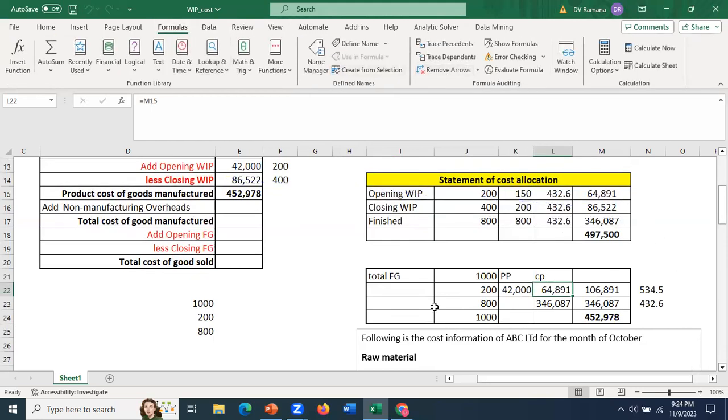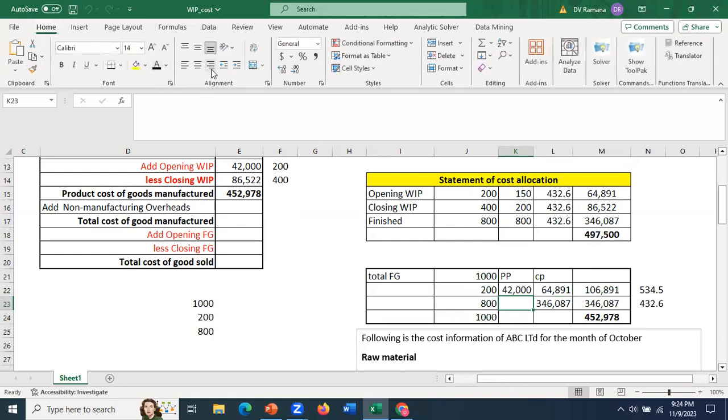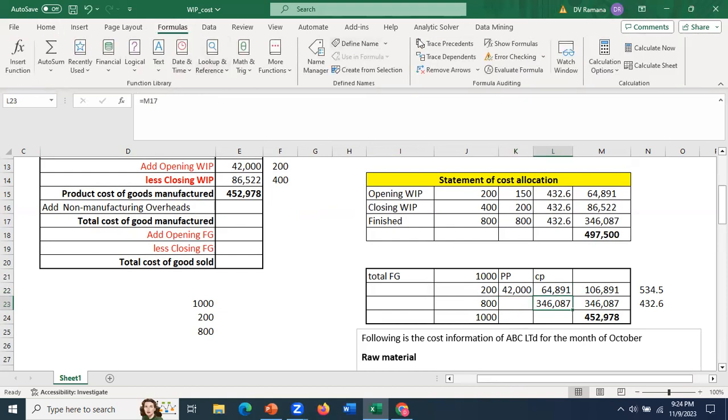On 200, we have spent in the month of September 42,000. In the month of October, we have spent 64,000. So on 200, we have spent 106,891. On 800, previous period, nothing, right? Because we have not spent anything in the previous. The entire money spent is during the current.